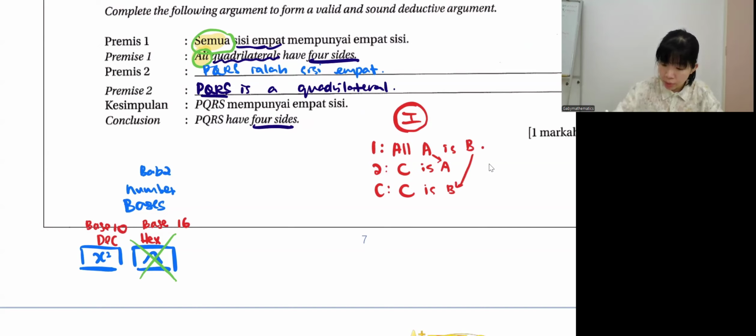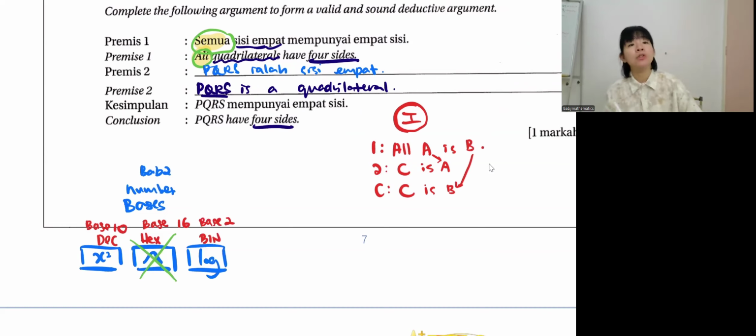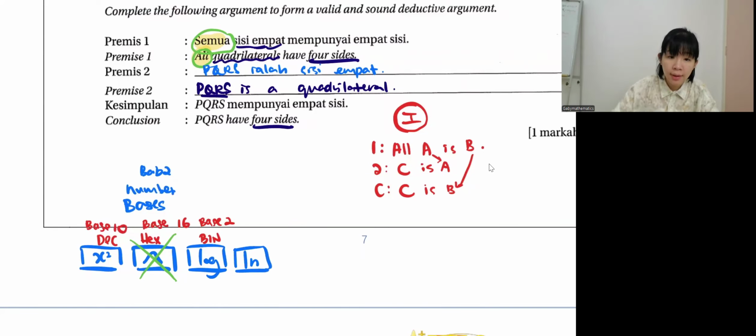Then after that, go to the next one, the one that's written log. On top of log you will see BIN. Isn't it? BIN is base 2. So if you want to key in a base 2 number, make sure you press this button. You will see BIN or B. So it's base 2. And then the last one, LN, this button.